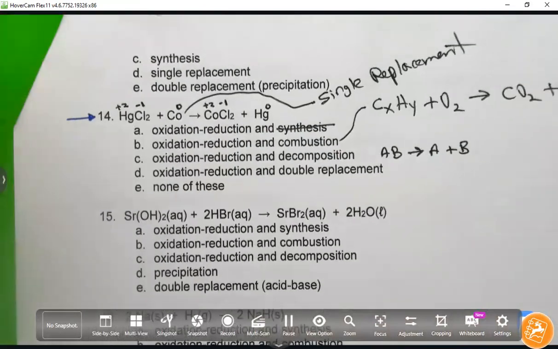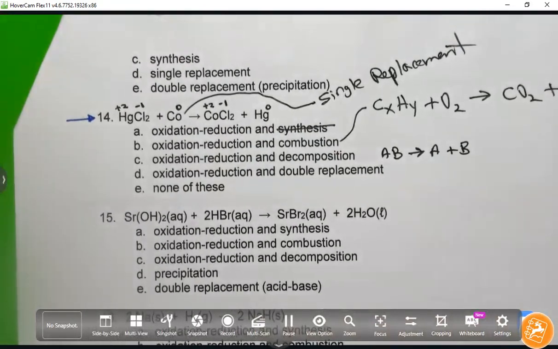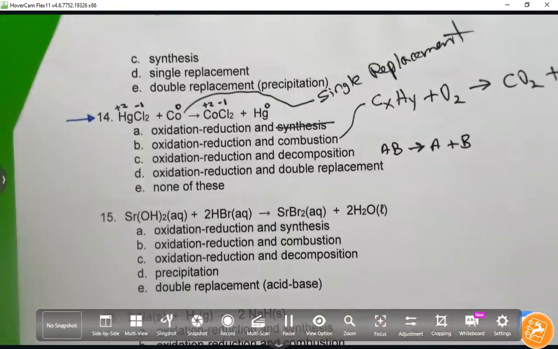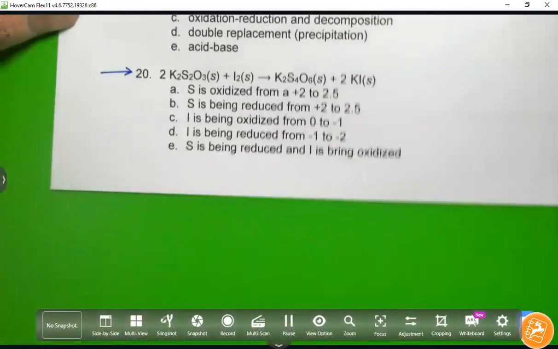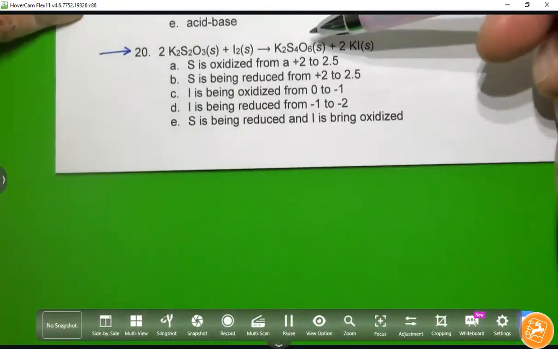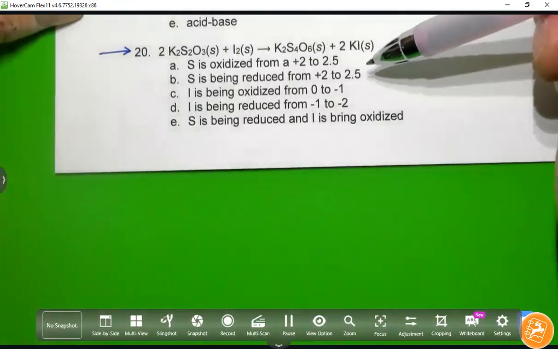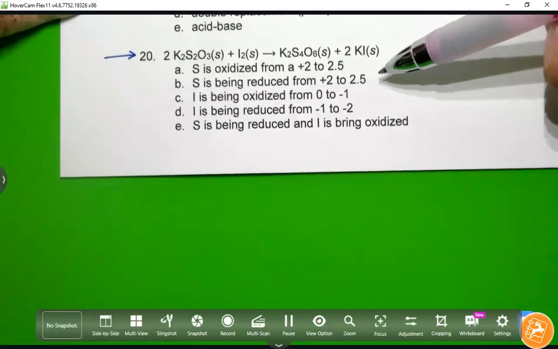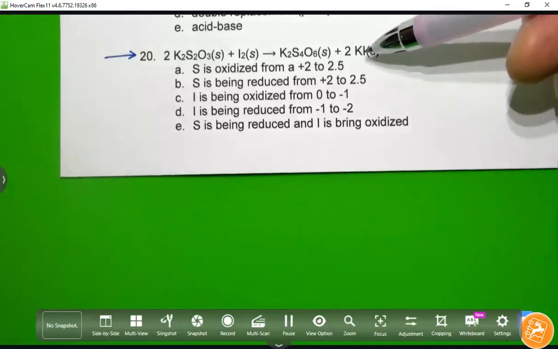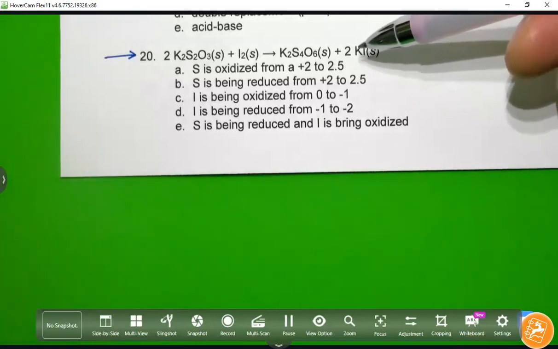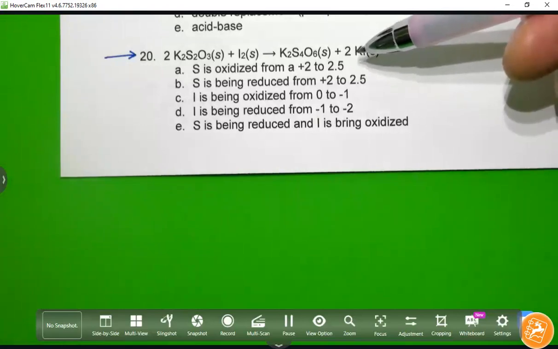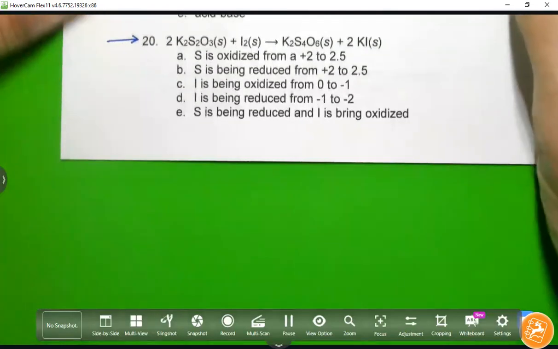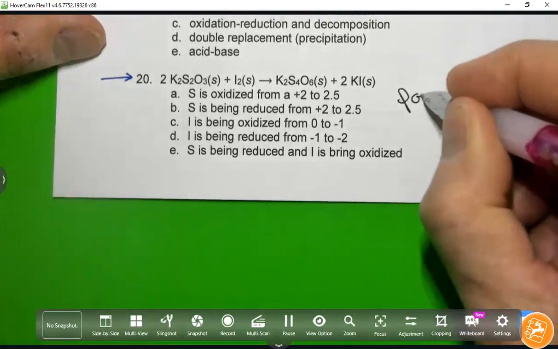All right, so 14. Now we've got 20, 21, and 22. I think, isn't this the exact same one we did in class last time? Is this the last one we did? The learning guide. Yes, this is the learning guide, page 17. Exact same problem.